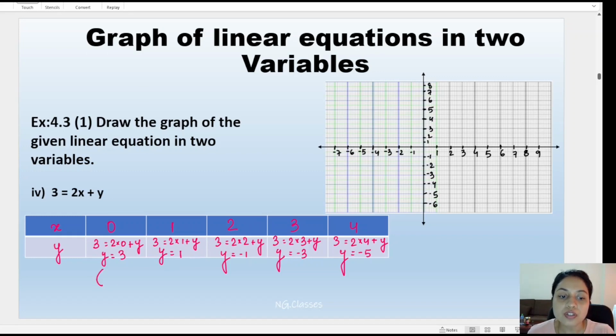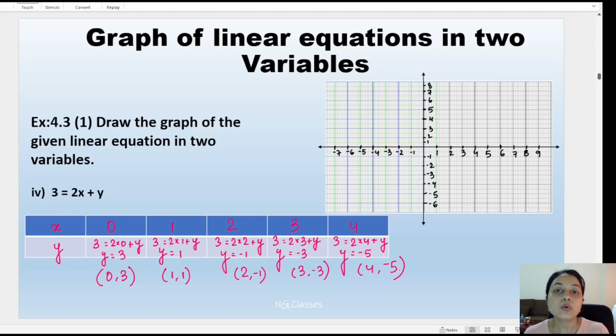Our first solution is 0, 3. Next one is 1, 1. After that we are having 2, -1. After that we are having 3, -3. And then we are having 4, -5. Now let's locate these points on the coordinate axis.